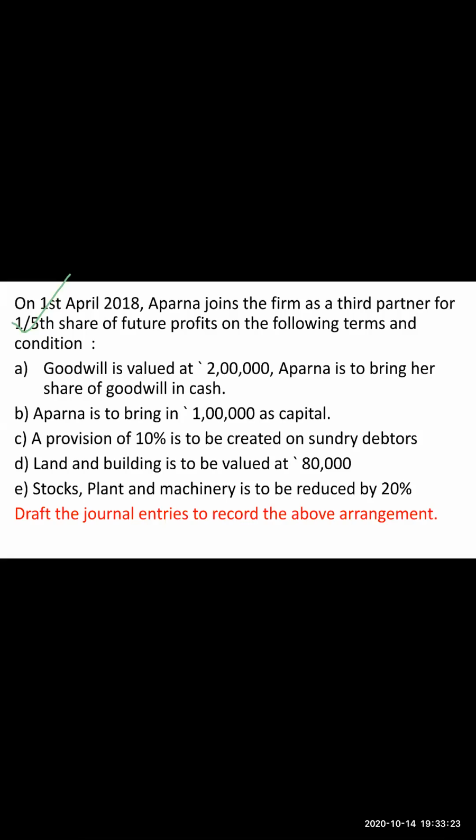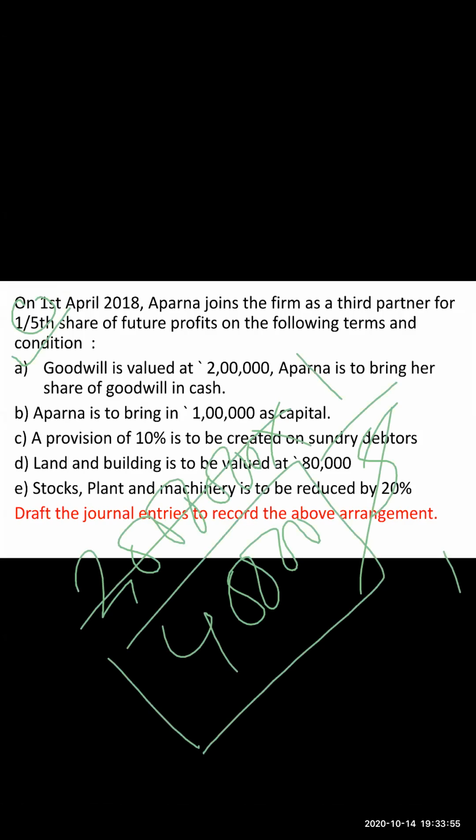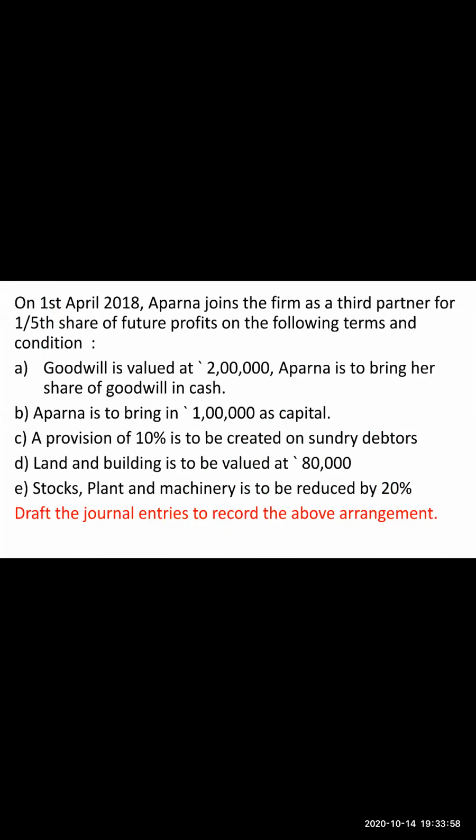Okay, so here goodwill is valued at 2 lakh, so it is the goodwill of the firm. Now Aparna is to bring her share of goodwill in cash, which means first of all you have to find out the share of goodwill. The amount given is 2 lakh. So from this 2 lakh, what is the share? It's 1/5, so it's 1 upon 5, 5 ones are 5, 5 fours are 20. So what will the share be? It will be 40,000. So what is Aparna's share? It's 40,000. Okay, so how much goodwill will Aparna bring? It will be 40,000.